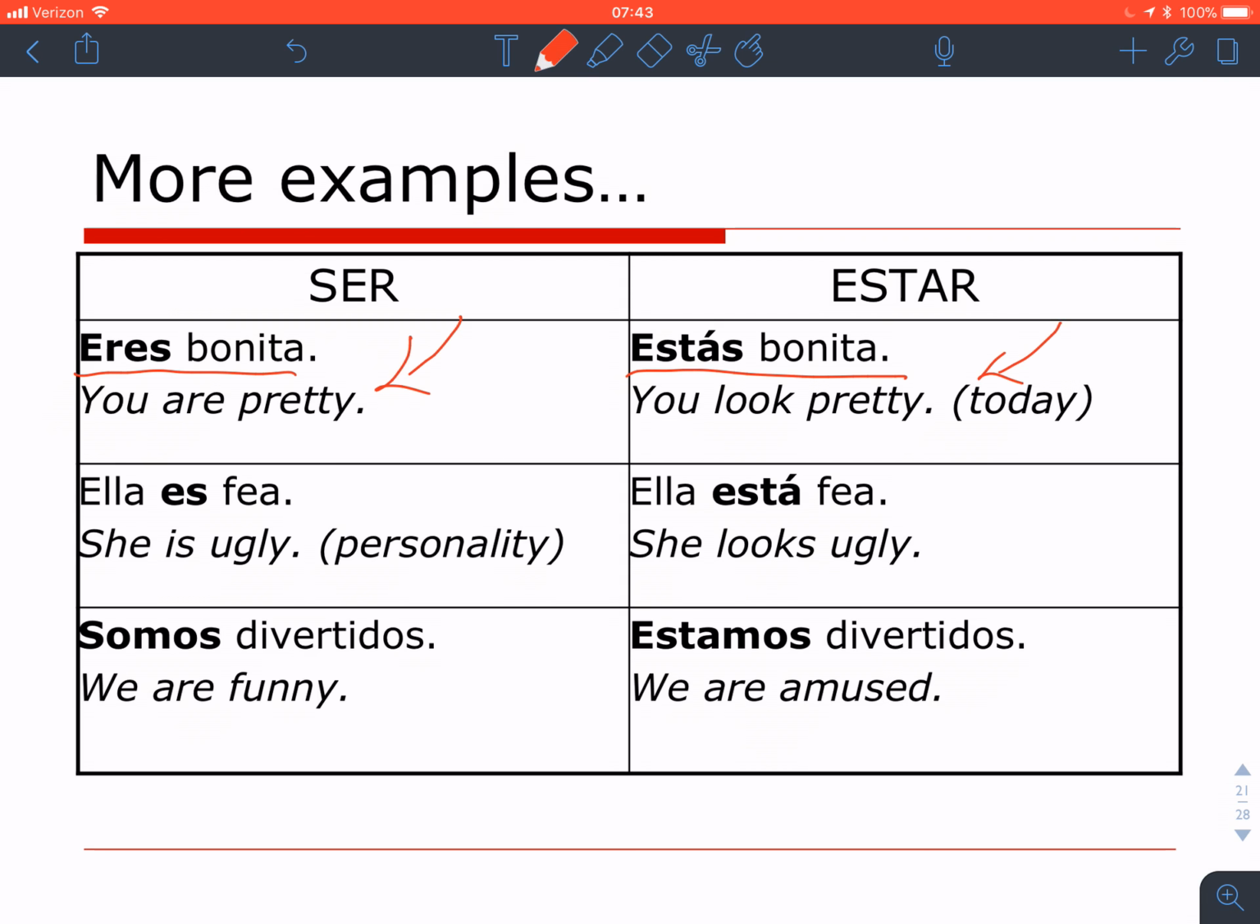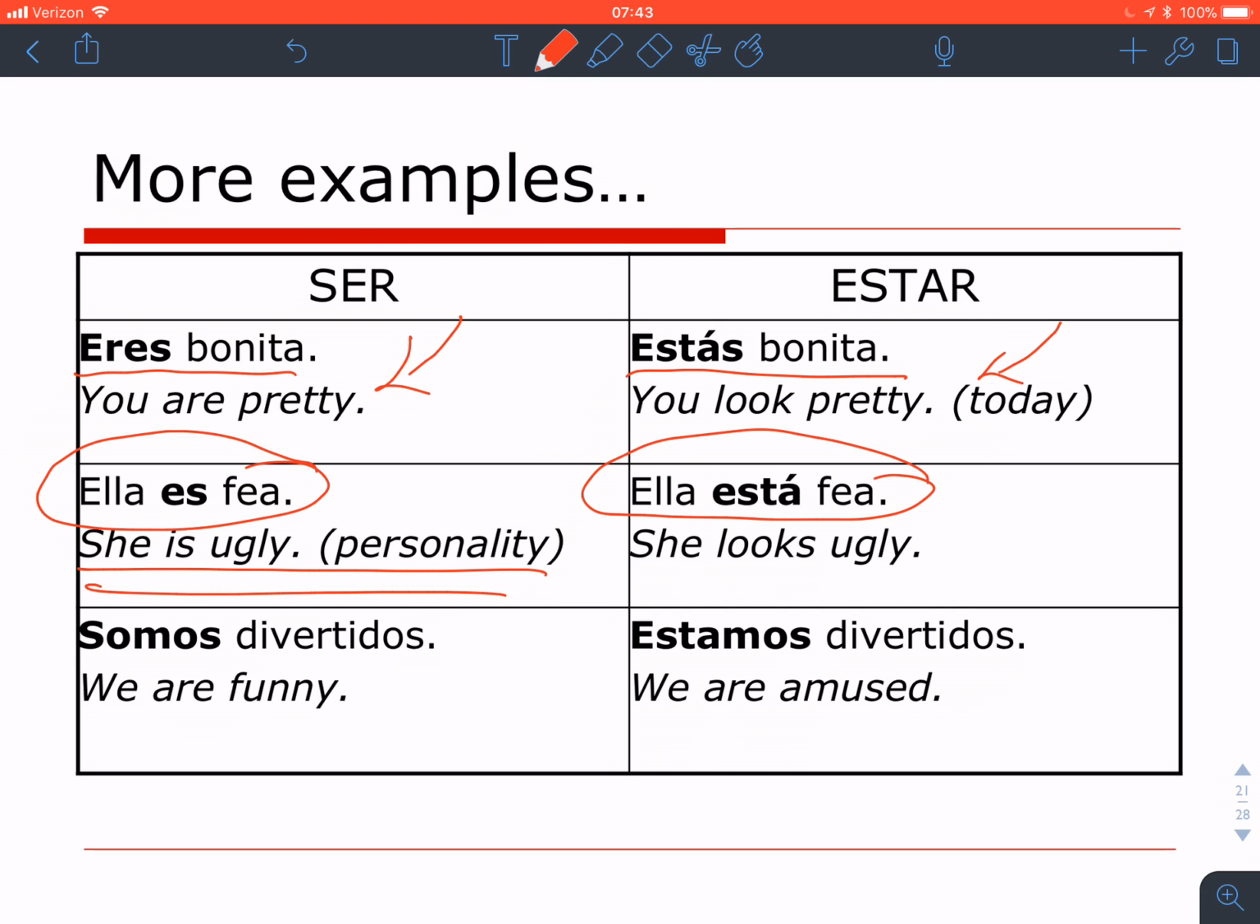The same thing happens with ella es fea and ella está fea. If I had to choose which one that I would want someone to refer to me as, it is ella está fea, meaning I can do something to not be ugly. Ella es fea. It's an internal quality, meaning that no matter how pretty this person is on the outside, there's something inside of them that is not very pretty.